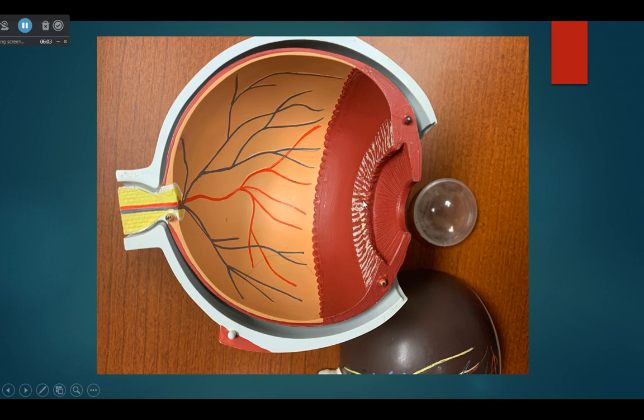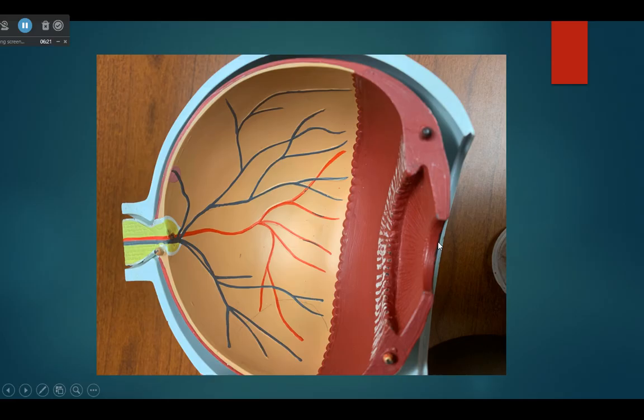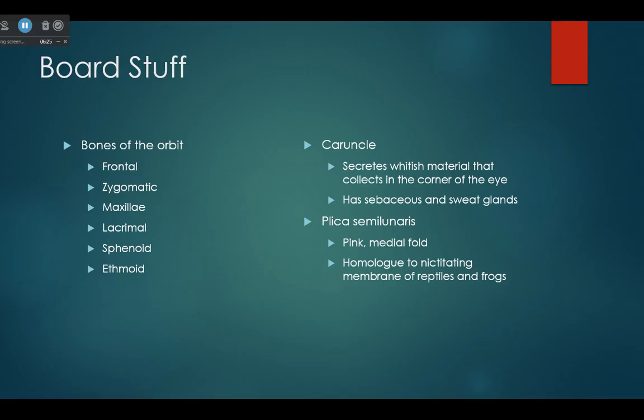So again, from the lens to the back, that's going to be the posterior cavity. The lens forward is the anterior cavity, and the anterior cavity is divided into two. The anterior chamber in front of the iris, so cornea to the iris, and the posterior chamber from the iris to the lens. Okay, just a slightly different view of the same picture.